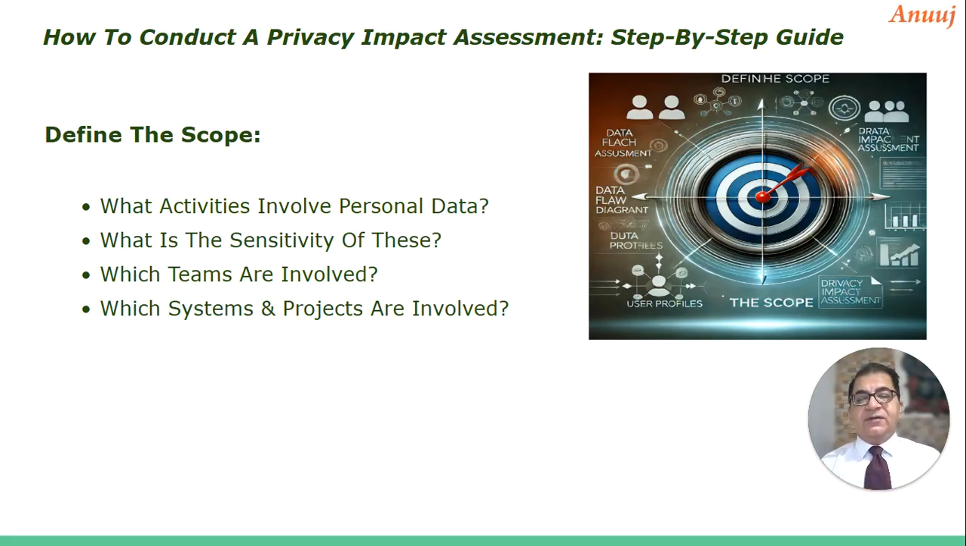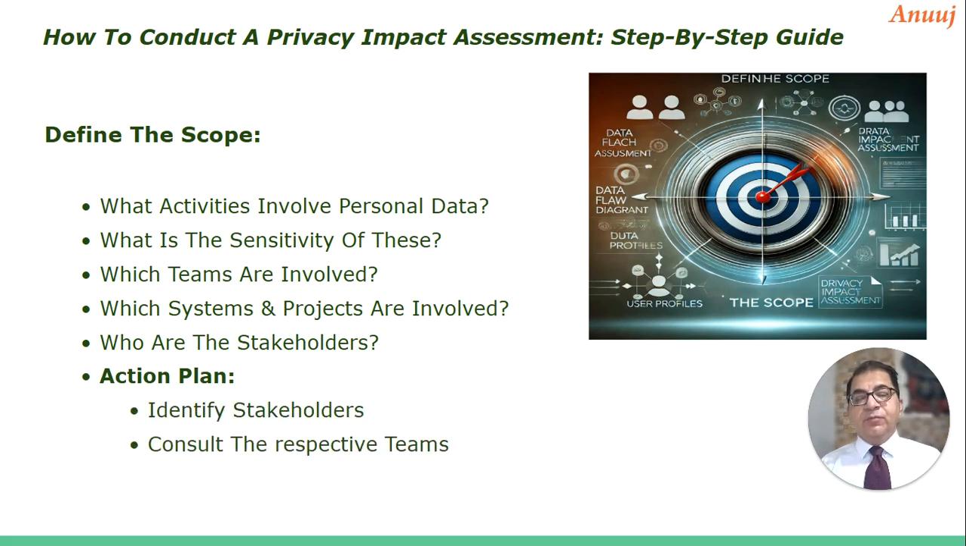Which systems and projects are involved, and then who are the stakeholders? Because stakeholders have a big role in a PIA. We'll discuss that in the next video on challenges of PIA. Stakeholders have a big role. They are the ones who have to set everything, coordinate teams, and also post-PIA they have to allocate budgets for the mitigation steps. What are the action plans that you take when you define the scope? A very big stress on identifying the respective stakeholders and consulting the respective teams who are handling the data.